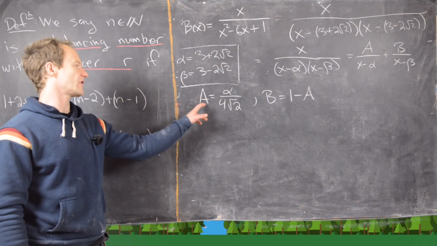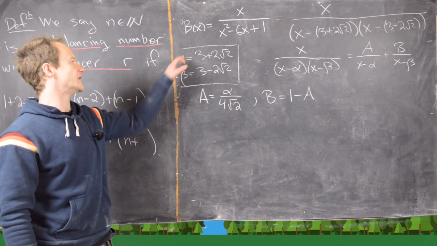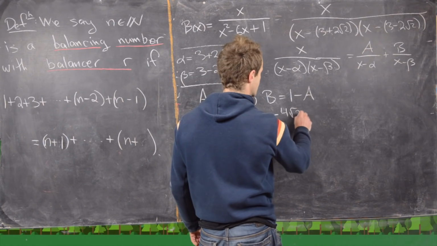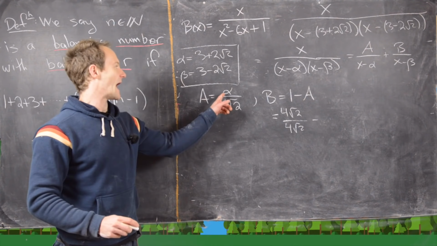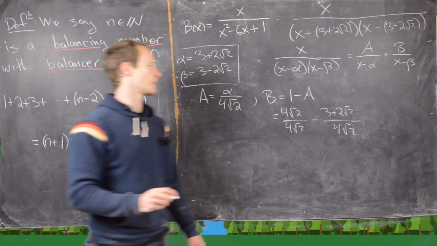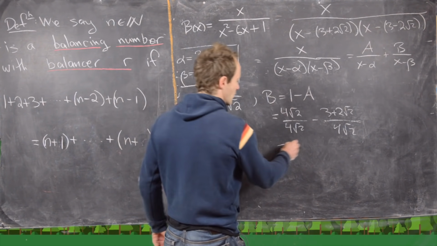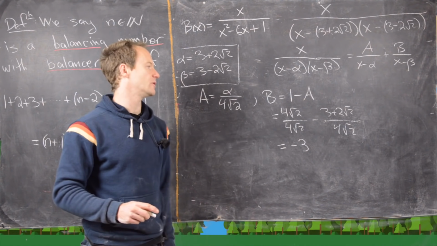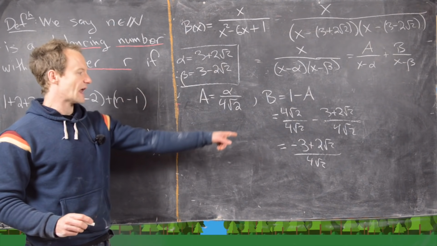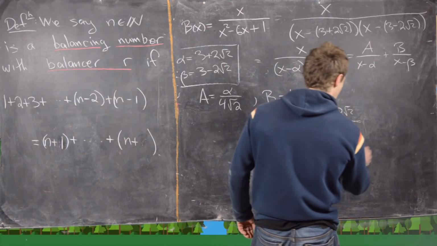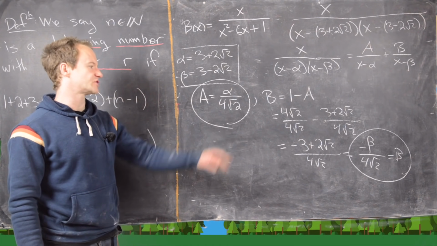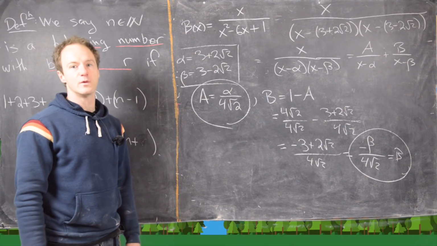Okay, so on a previous board, we calculated that A was equal to alpha over 4 root 2, where alpha is this number, and now we have B as 1 minus A, so that is going to be equal to 4 root 2 over 4 root 2 minus alpha, but alpha is equal to 3 plus 2 root 2 over 4 root 2. Okay, so let's see what we get when we do that. We're going to have minus 3 in the numerator. Now we have 4 root 2 minus 2 root 2, so that's going to be plus 2 root 2 over 4 root 2. Now we can pull a minus sign out of that and notice that that will be minus beta over 4 root 2. So this is what we have for B. Okay, so we have our partial fraction decomposition for A and B. Good, so I'll clean up the board and then we will move on from there.